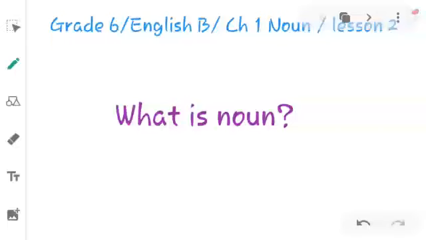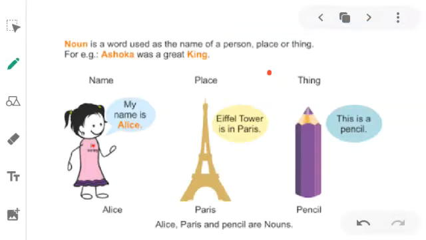Today we are going to study our chapter number 1, noun, from our Grammar Tree Edition 2 book. Our first topic is noun. What is a noun? As we know, a noun is a name of a person, place and thing.